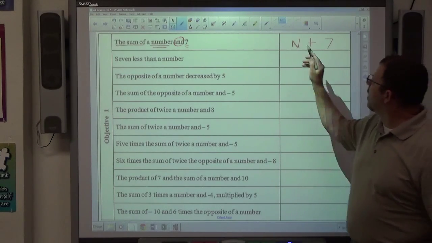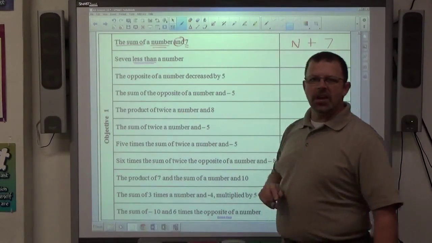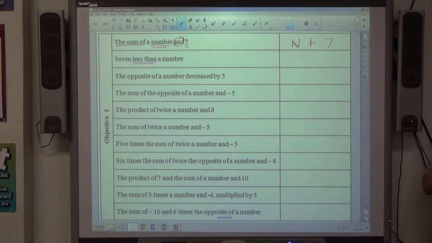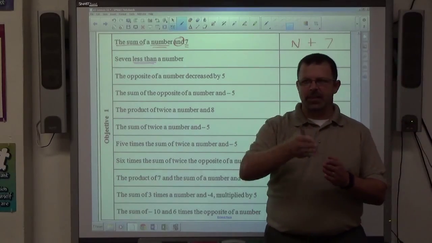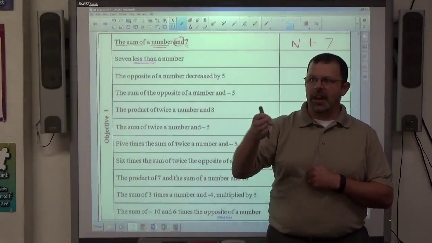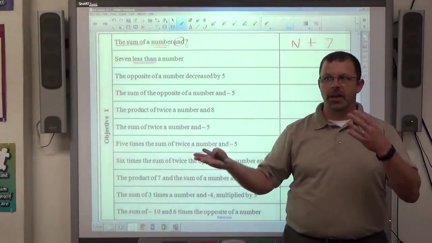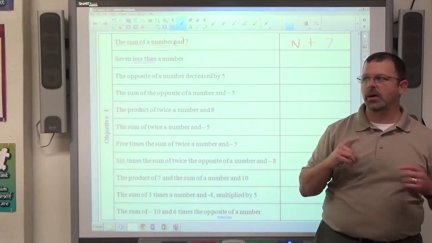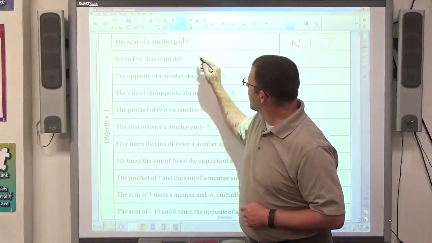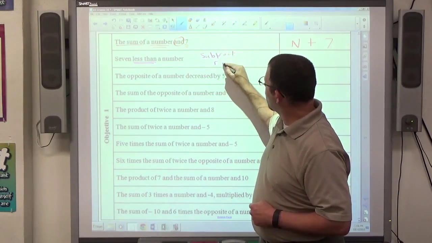7 less than a number. Now less than represents subtraction, but it's very important with subtraction we get the order correct. Alright? There's 7 minus a number. There's the difference of 7 and a number. There's 7 less than a number. Those are 3 ways that can show subtraction of a number and 7. But the first 2 have a different order than the last one. Alright, so when you see the words less than, that's subtract in reverse order.